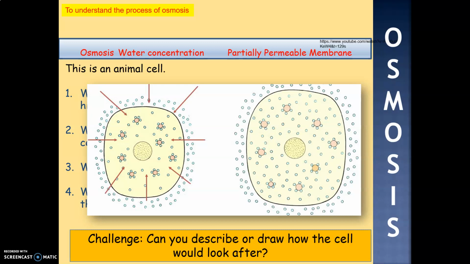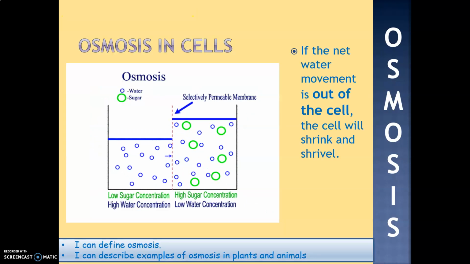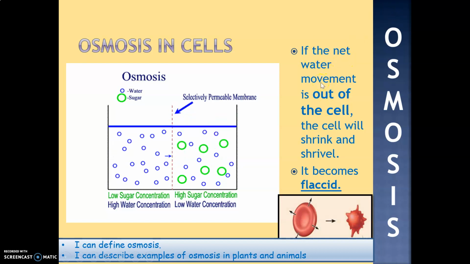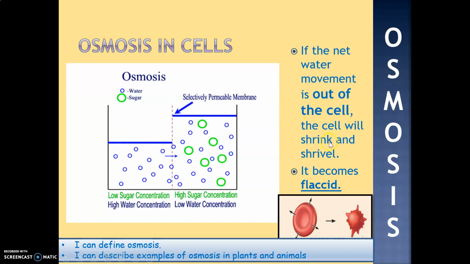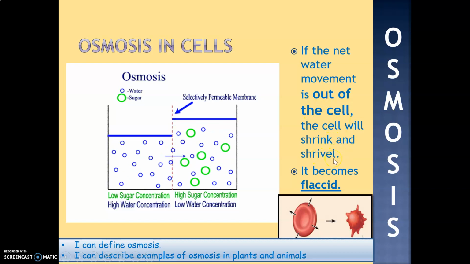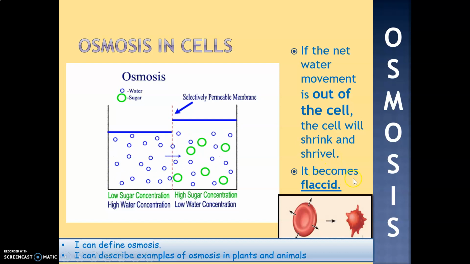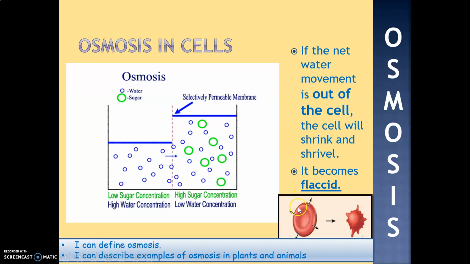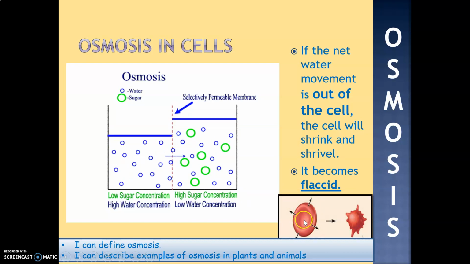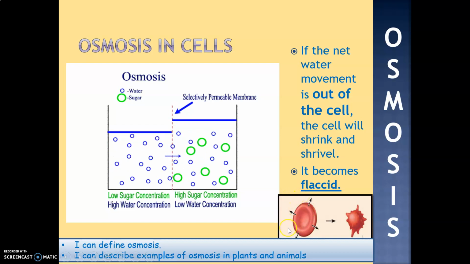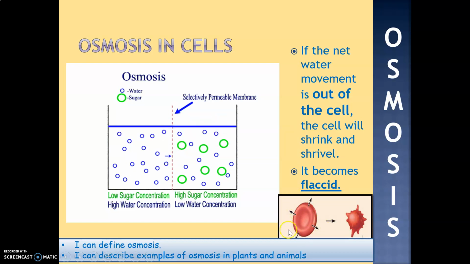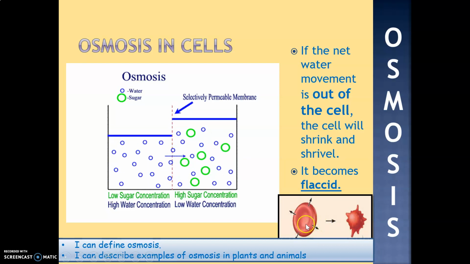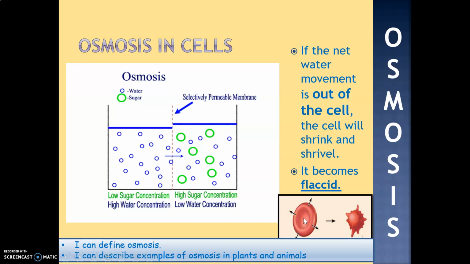Okay, amazing. Well done. Now, if the net water movement is out of the cell, it will shrink and then shrivel. So in science, we say it will become what? Flaccid. So if the net movement is outside, that's because this cell is put into a more what? Concentrated solution. That's a solution that has more what? A solute inside it.